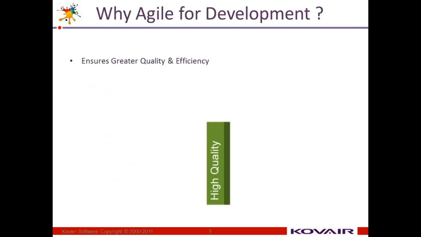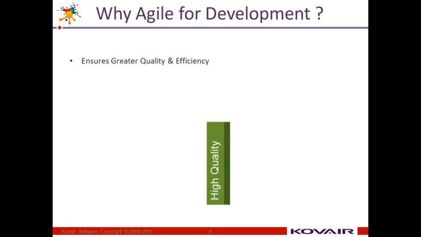So coming to the advantages of Agile, or why Agile for development. The first point is that it ensures greater quality and efficiency. In Agile, the project is broken down into smaller manageable units, and it becomes easier for the team to focus on quality development, collaboration, and testing. Quality is also improved through the iterative review and testing that Agile promotes. Thus, it is understandable that high-quality working software can be delivered frequently with the use of time-boxed and fixed schedule iterations. This, in turn, increases predictability and business value.